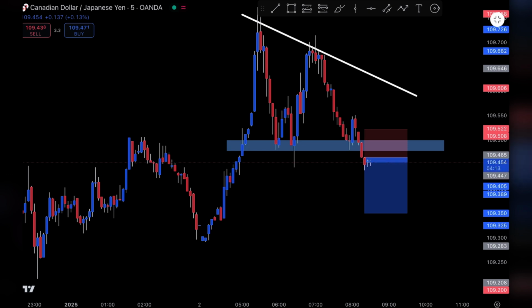Let's start by looking at the overall market structure on Canadian dollar to Japanese yen. Understanding market structure is absolutely key when trading because it helps you determine the current trend and anticipate future price movements. On this day, Canadian dollar to Japanese yen was in a clear downtrend. You can see how the price was forming a series of lower highs and lower lows, which is a classic indication that sellers are in control.